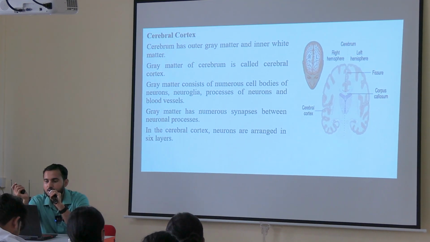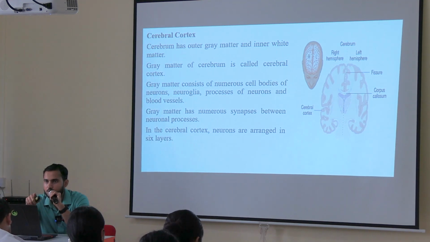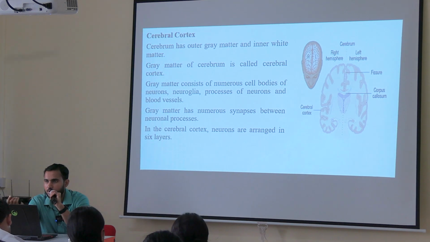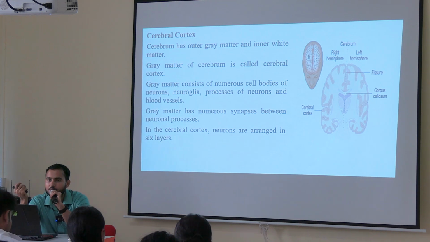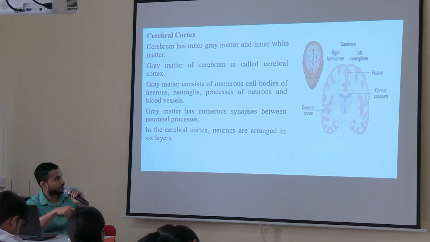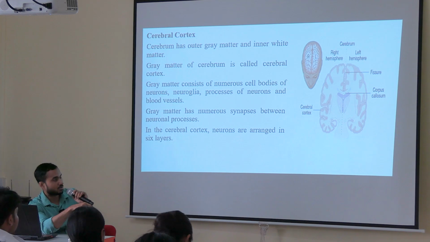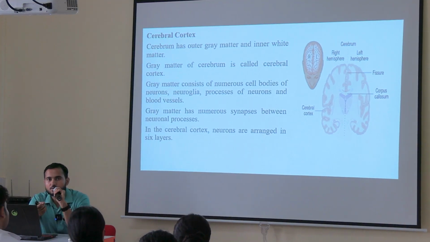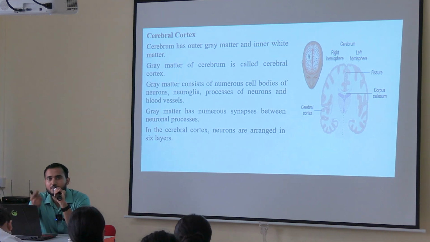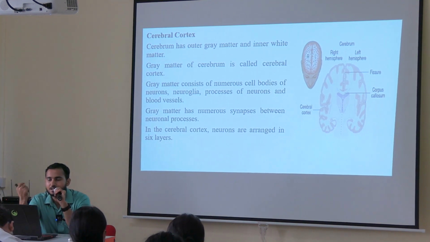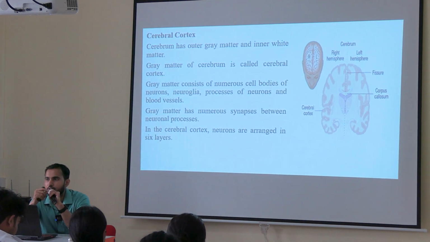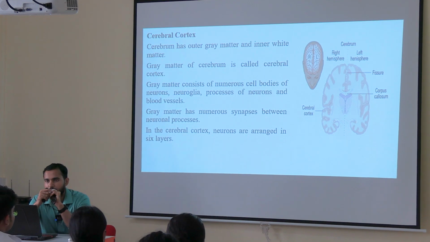Now, gray matter consists of cell bodies of neurons. The gray matter is made up of what? It is made up of cell bodies of neurons, then neuroglia, processes of the neurons, and blood vessels. These are forming the cerebral cortex. And externally it is covered by a layer of meninges that is called pia mater.